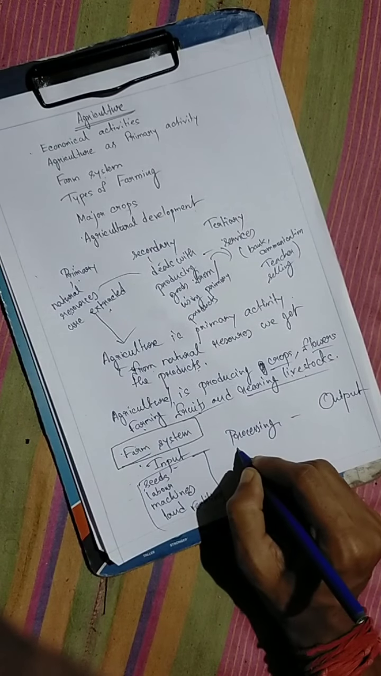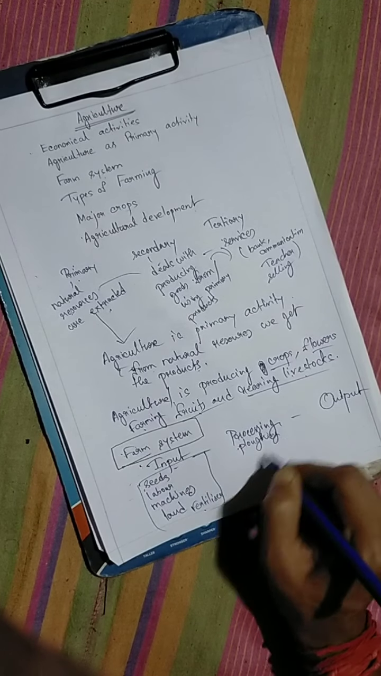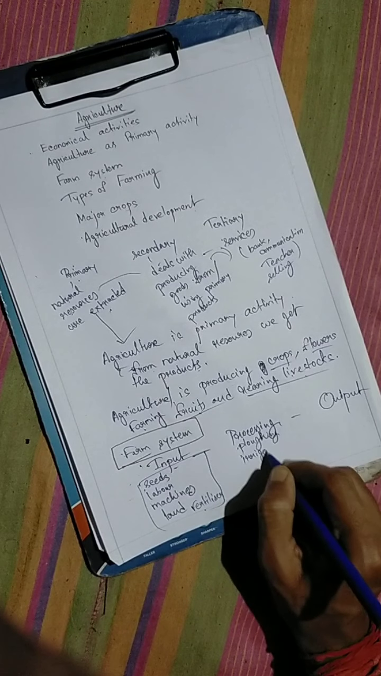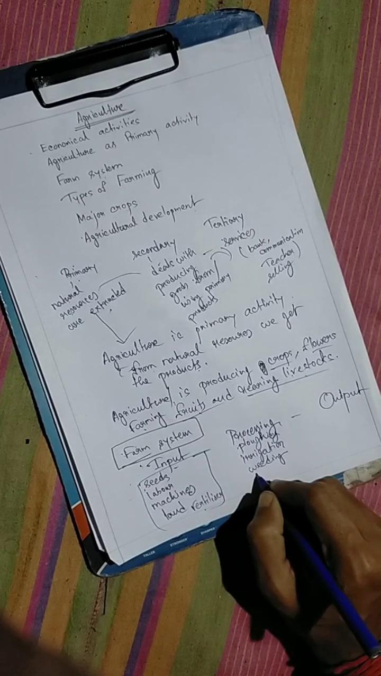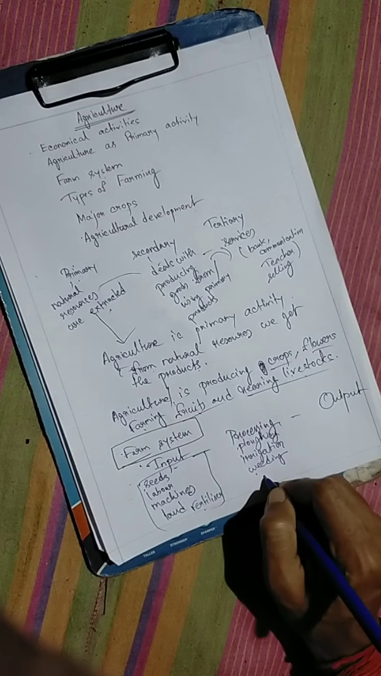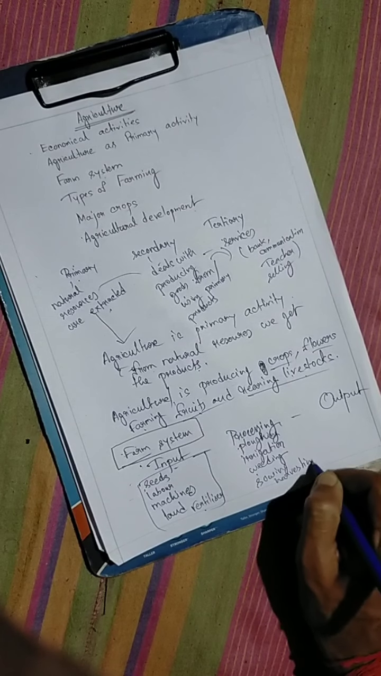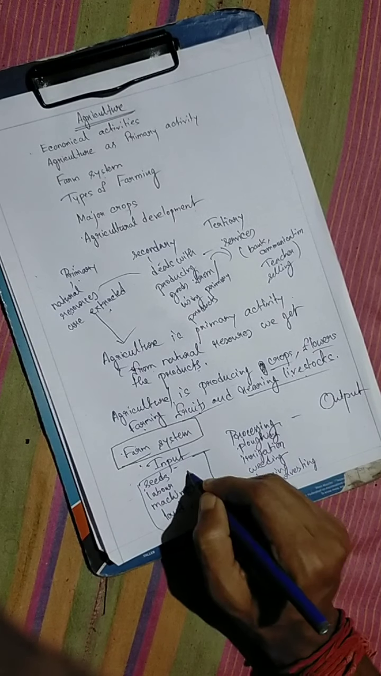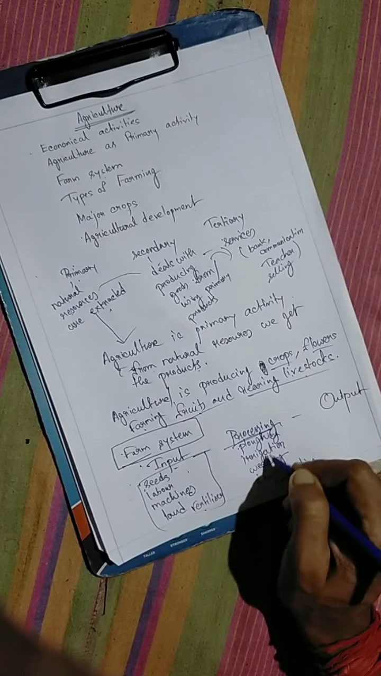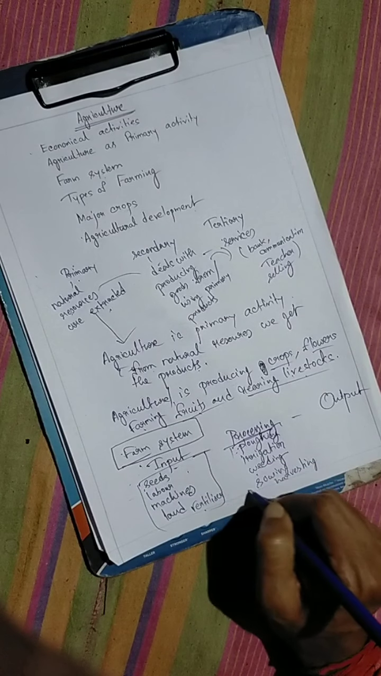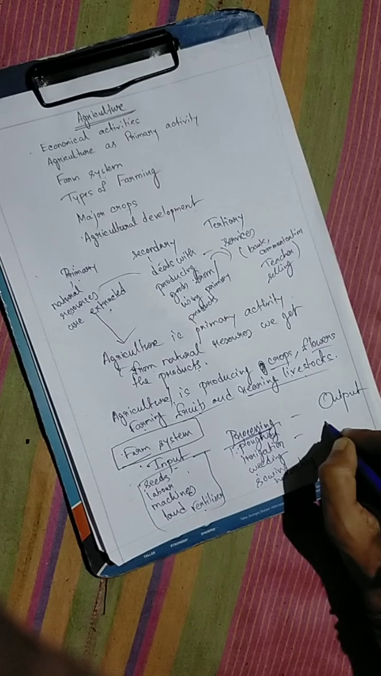And what happens in processing? Ploughing, irrigation, weeding, sowing, harvesting. These are part of processing. It is not given in sequence order, you must know that. It is given for your understanding that these are the activities that happen in processing, and output is basically the final product.